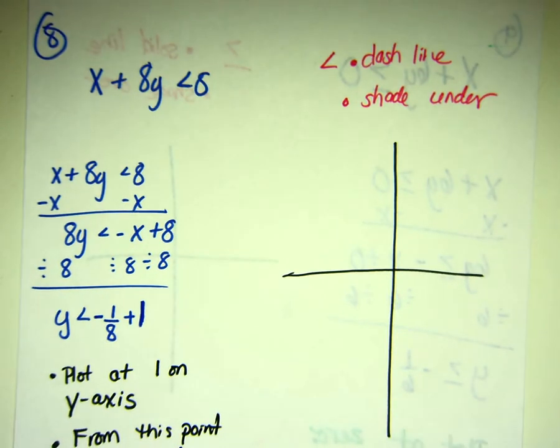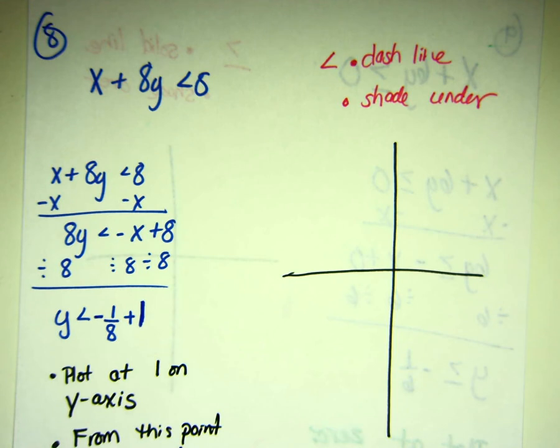So I know it's a less than, so I know that's going to give me a dashed line, and I'm going to shade under. To make it a little bit easier to graph in regards to point-slope form, I subtracted x from both sides, bring down my 8y. Then I have less than negative x plus 8. Divide everything by 8, so my simplified version is y is less than negative 1/8 x plus 1.